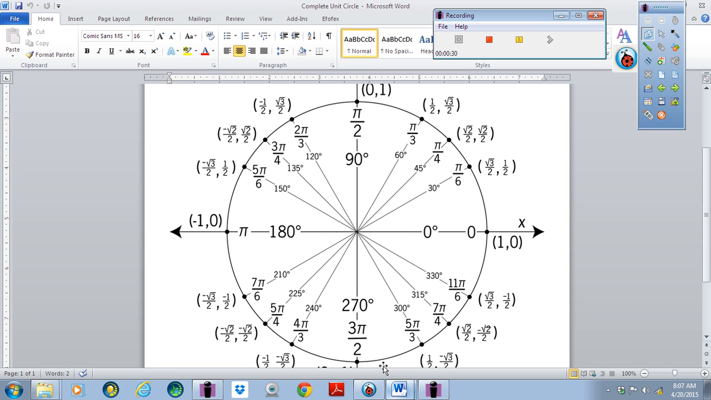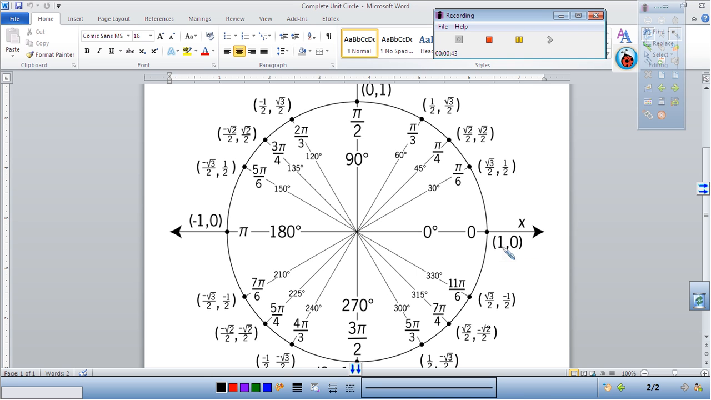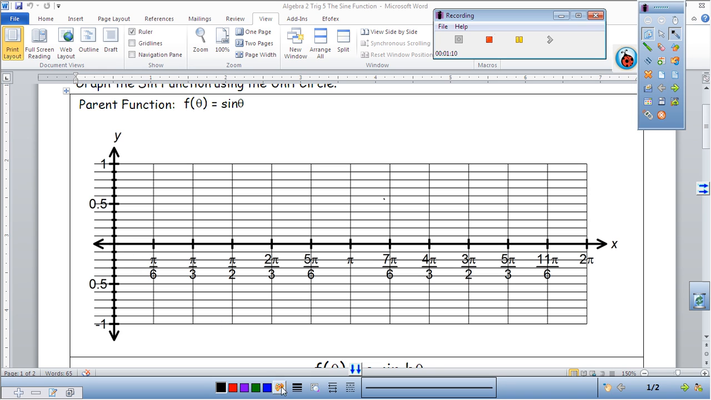Remember on your unit circle, our x values are our cosine, and the y values are your sine. So this is cosine, this is sine. So at 0, our sine is also 0. Any questions over that? So that's our first point. We're going to graph 0, 0 here.